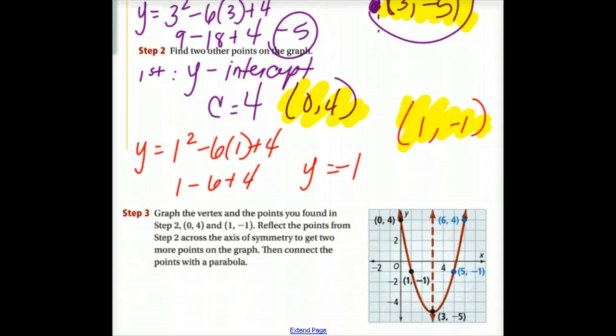So once you have a couple points, step 3, you graph the vertex, (3, -5). They did that right here. We have our y-intercept, (0, 4), and oh, they found the same point as we did, (1, -1). When you have those 3 points, look how easy it is to get our parabola. This point here is 2 away from the axis of symmetry, so I'm going to go 2 more spots, and I have another point. 3 spots away, 3 more spots, I have another point. Then I just connect my points with my parabola, and I have my graph.